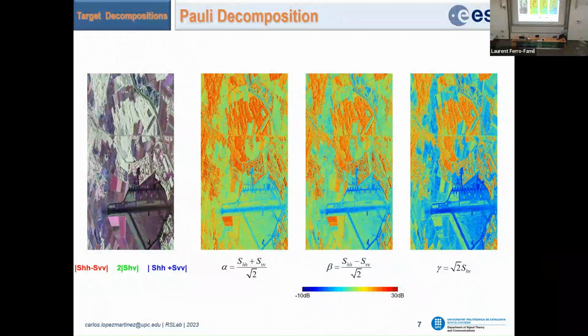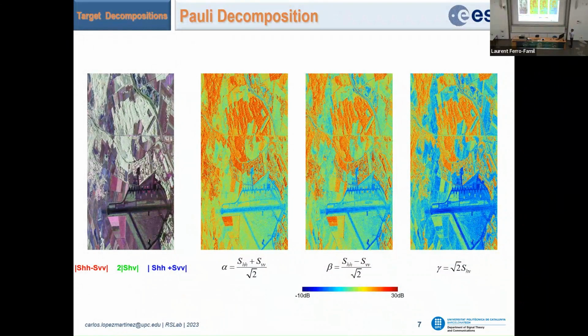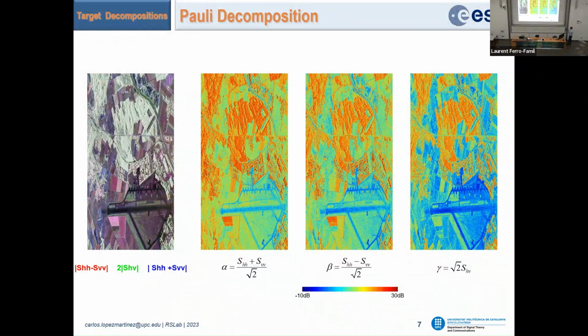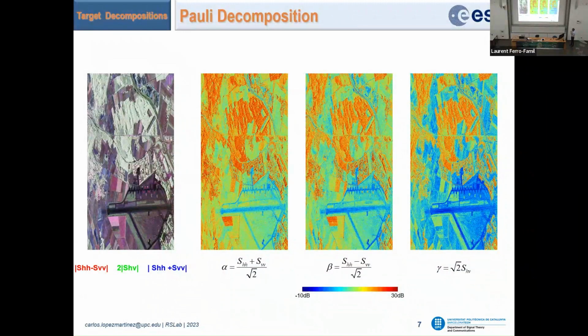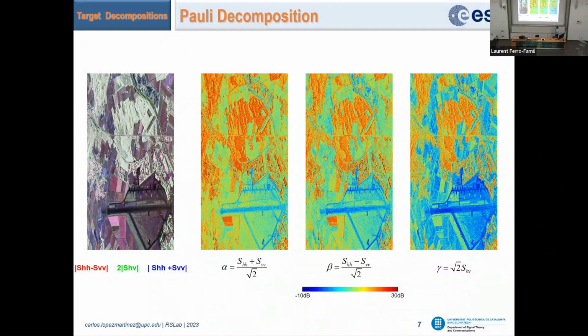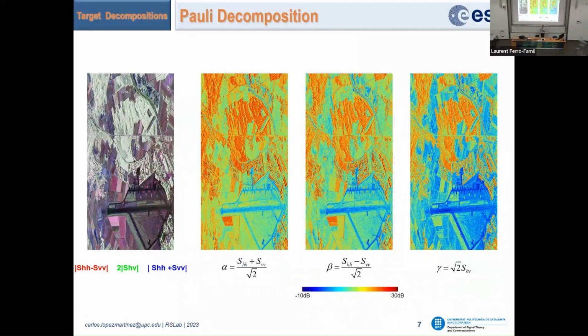So here is one example, again the Oberpfaffenhofen test site near Munich. Alpha is single bounce, beta is double bounce, and gamma is volume. If I go to the third, you see the forest on the top, and you see that most of the information comes from gamma, which corresponds to volume that occurs basically in forests and in urban areas. As you can see, for bare surfaces in the middle of this runway of the airport, the largest component comes from alpha, which corresponds to the bare surface.